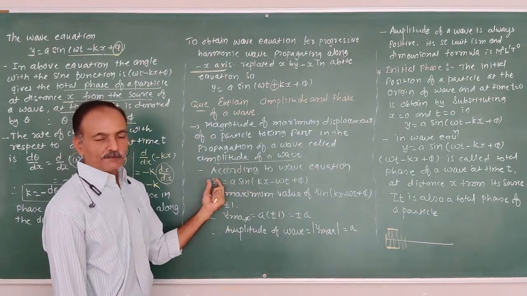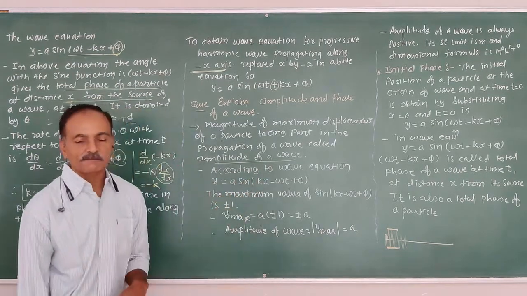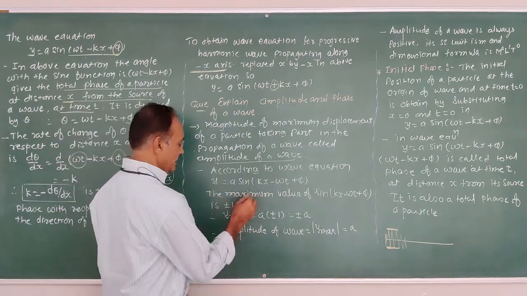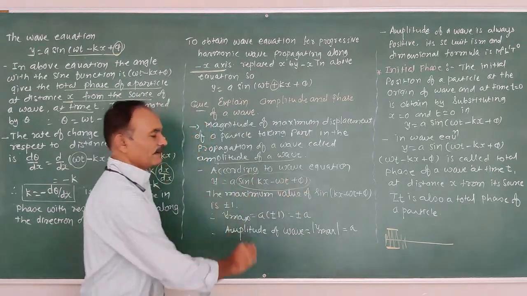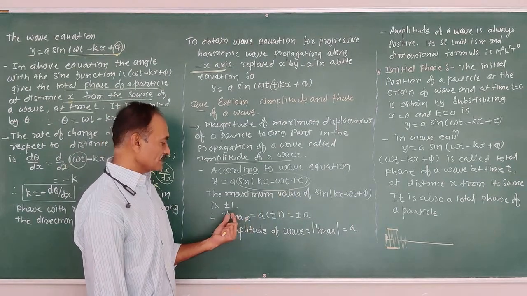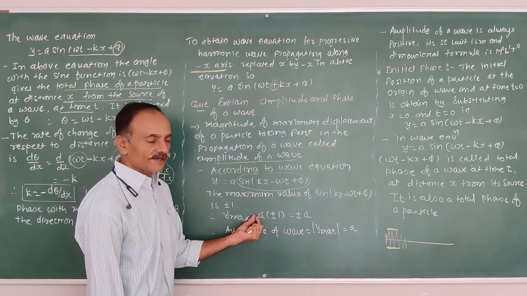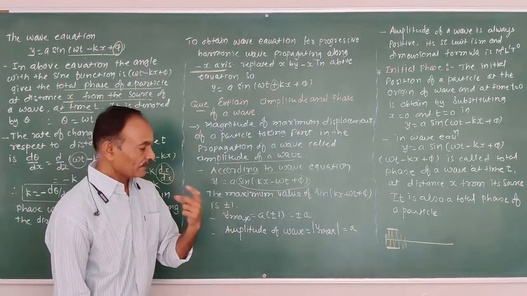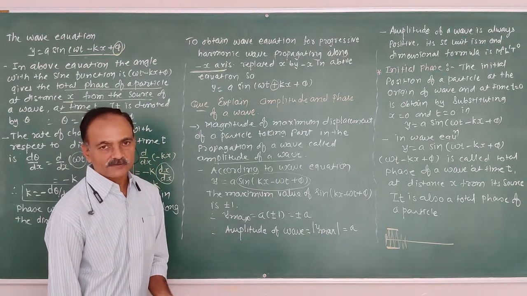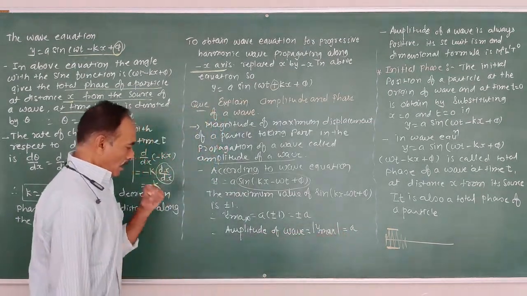Now, the wave equation propagating in the positive x direction: y is equal to a sin(kx minus omega t plus phi). Right? The maximum value of the term sin(kx minus omega t plus phi) is plus or minus 1. Therefore, for maximum displacement, y maximum is equal to a times plus or minus 1. But the amplitude of a wave is always positive. Therefore, y maximum is equal to a.